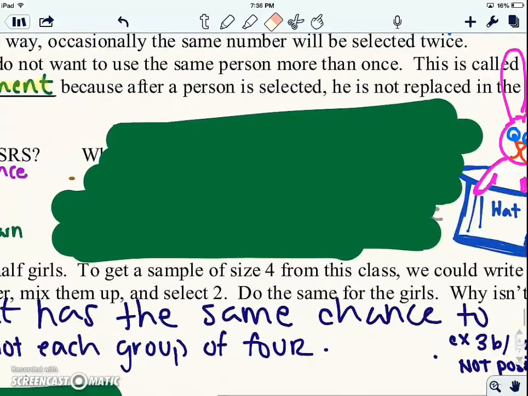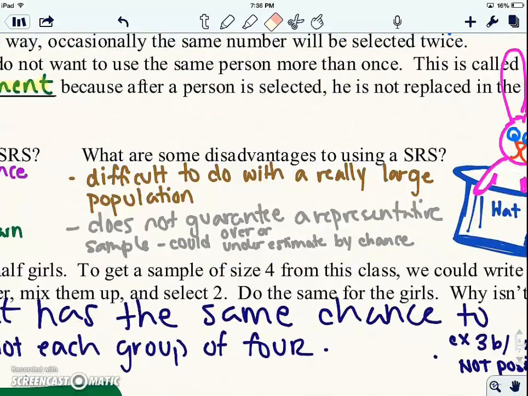Okay, some disadvantages. It is difficult to do with a really large population. Not so much if you can assign everybody a number on a computer and then use a computer to draw numbers 1 from 50,000. But if you had to put everybody's name in a hat, and that's the basic example, that would suck if there are 400 people whose names you have to write down. And it does not guarantee a representative sample. We could accidentally over or underestimate just by chance.